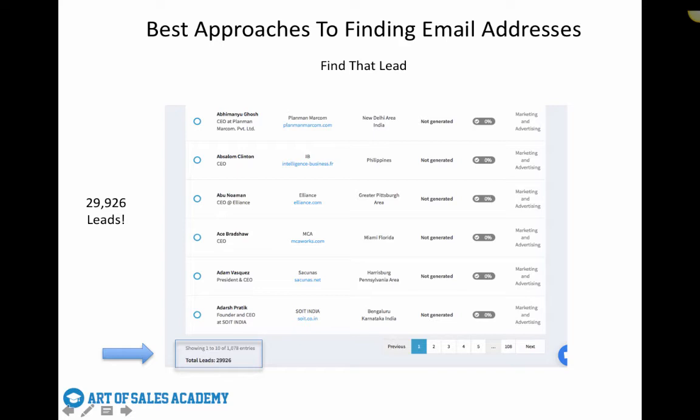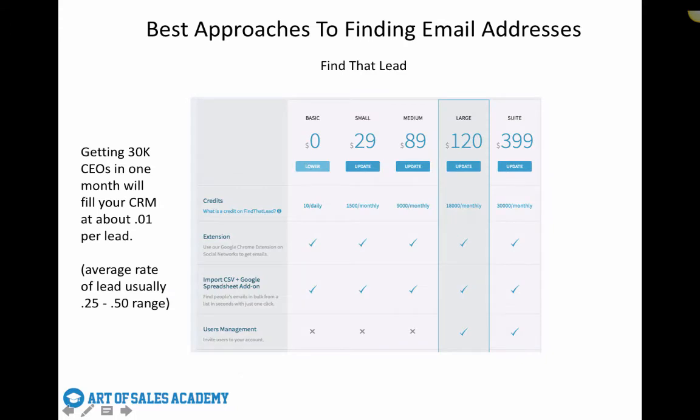And if this is someone I wanted to go after, I could easily go after them with a click of a button. And it comes out to, if I were to get one of the larger plans, which certainly I don't have to, but I get 30,000 leads a month, it would come out to about a cent per lead. And the average rate, if you're using an outsourcer or some other tools, is 25 to 50 cents. So there's really no cheaper way.